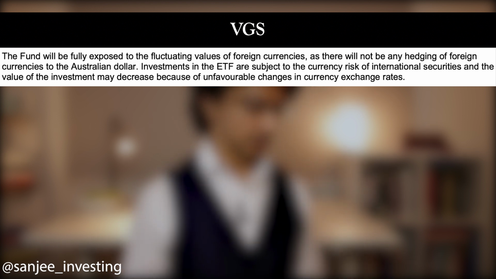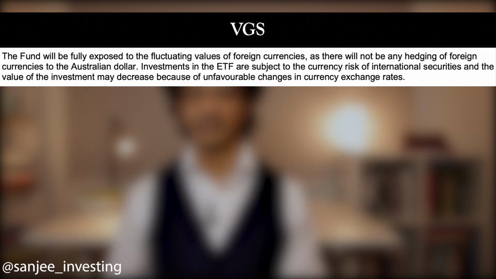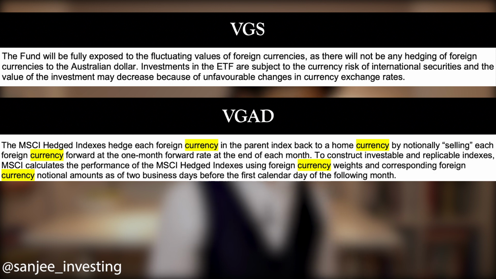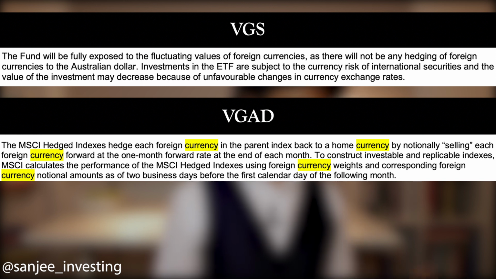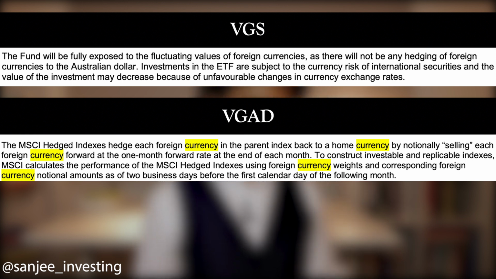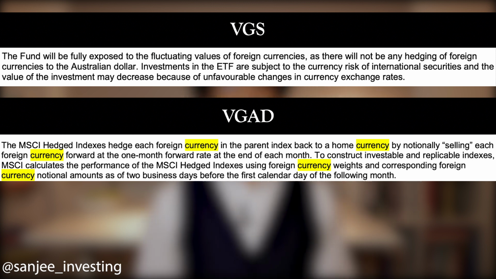Investments in the ETF are subject to the currency risk of international securities, and the value of investment may decrease because of unfavorable changes in the currency exchange rates. And then when you look at VGAD in the same document, what they call out for that is the MSCI hedged index hedge each foreign currency in the parent index back to a home currency by notionally selling each foreign currency forward at the 1 month forward rate at the end of each month. Bear with me. To construct investable and replicable indexes, MSCI calculates the performance of hedged indexes using foreign currency weights, corresponding foreign currency notional amounts, as of 2 business days before the first calendar day of the following month.